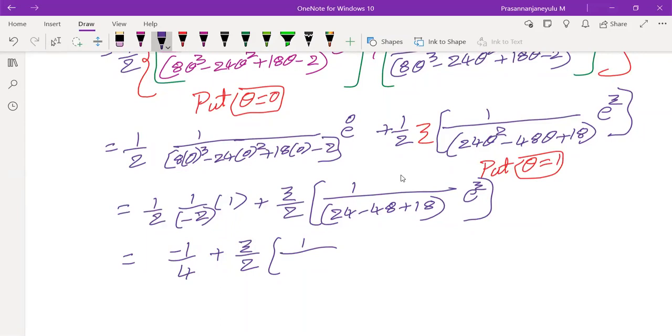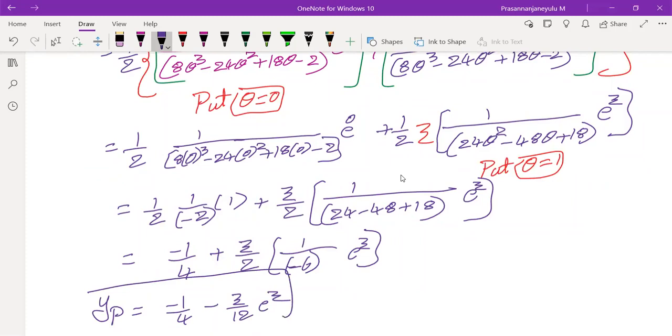Minus 48 is minus 24. Minus 24 plus 18 is minus 6. Minus 6 into e power z. So if we do the simplification, we are going to get yp is equals to minus 1 by 4 minus z by 12 into e power z. This is our yp.